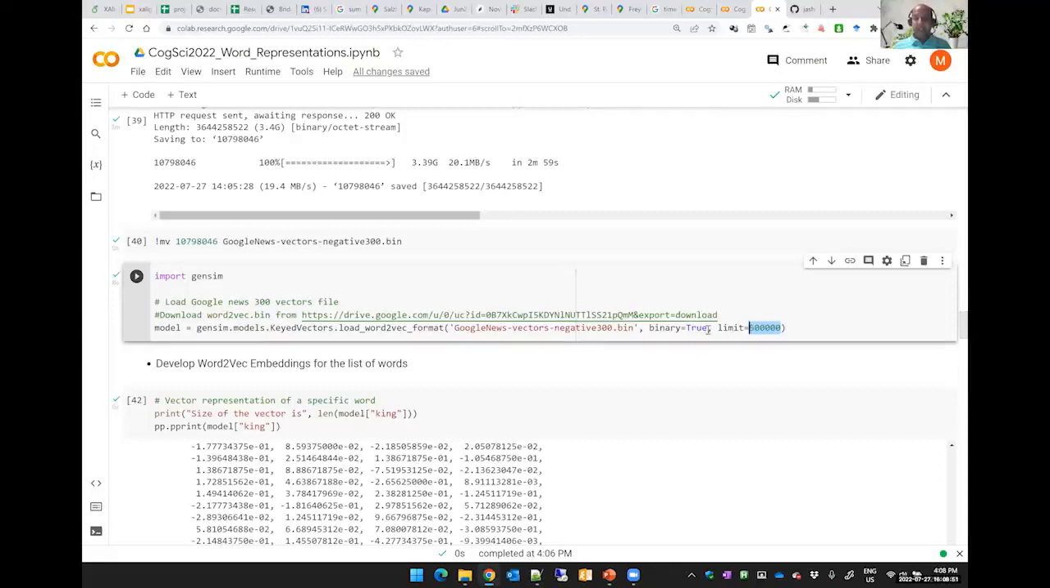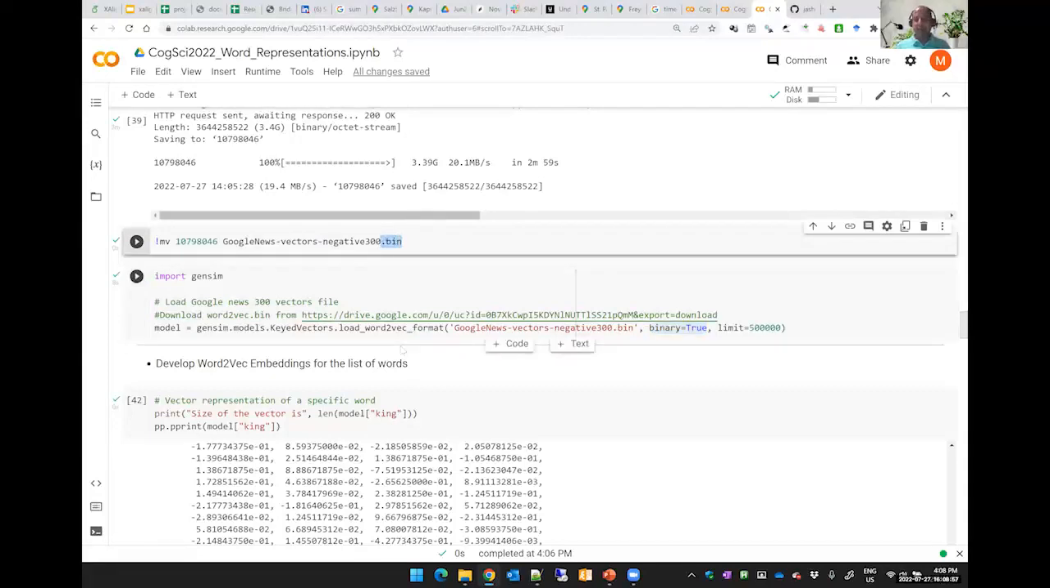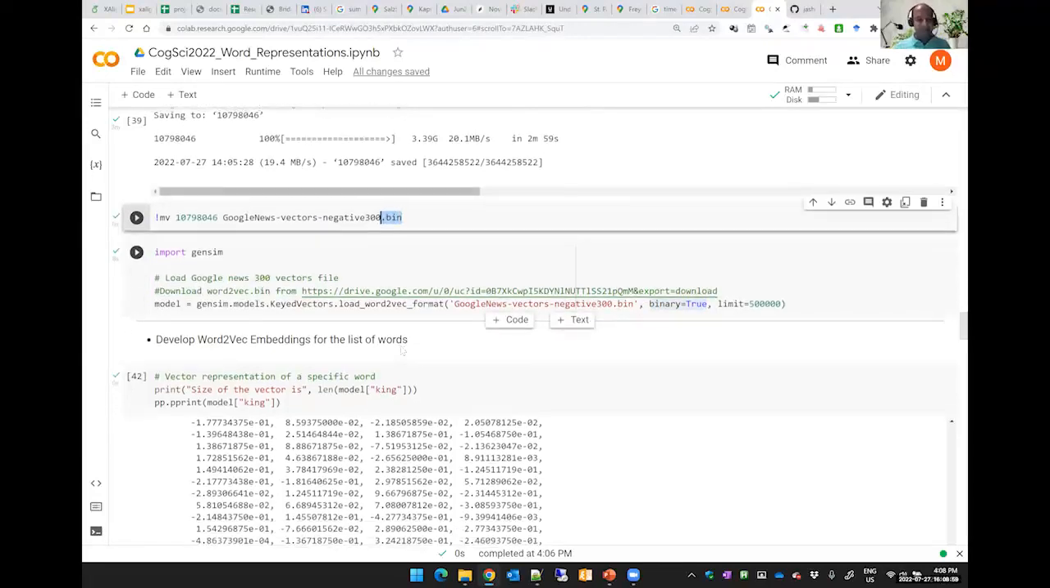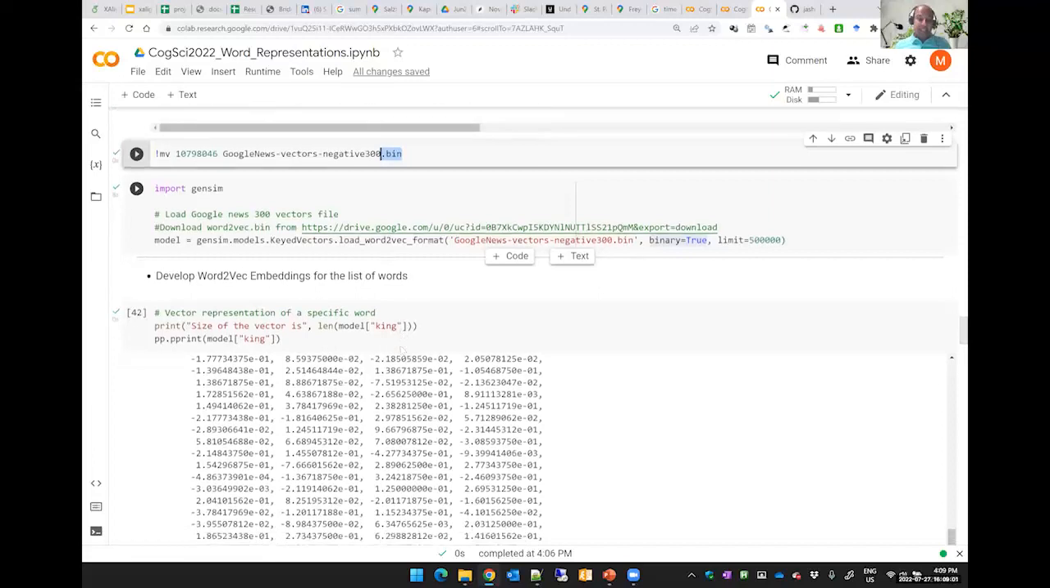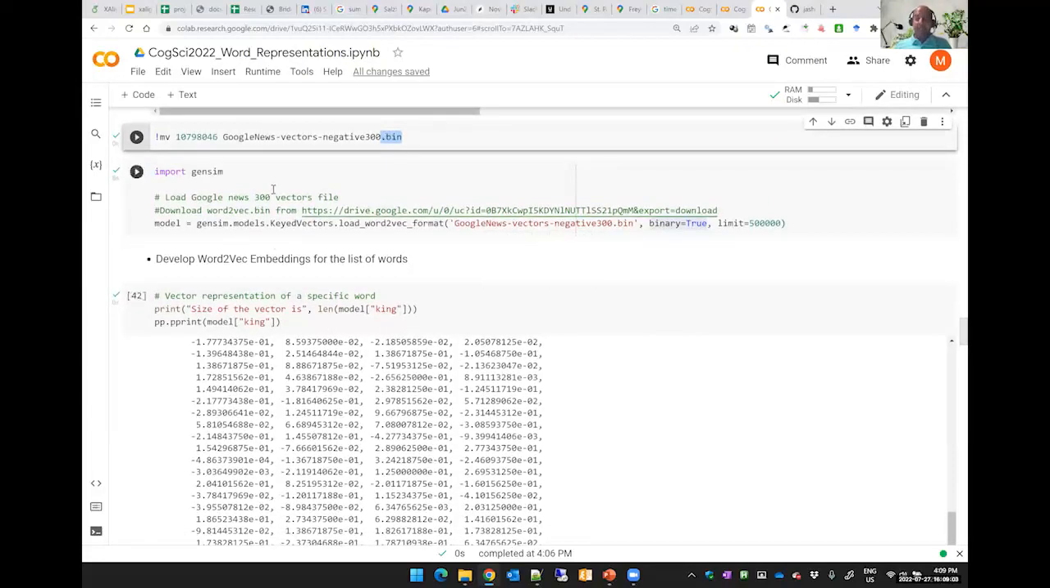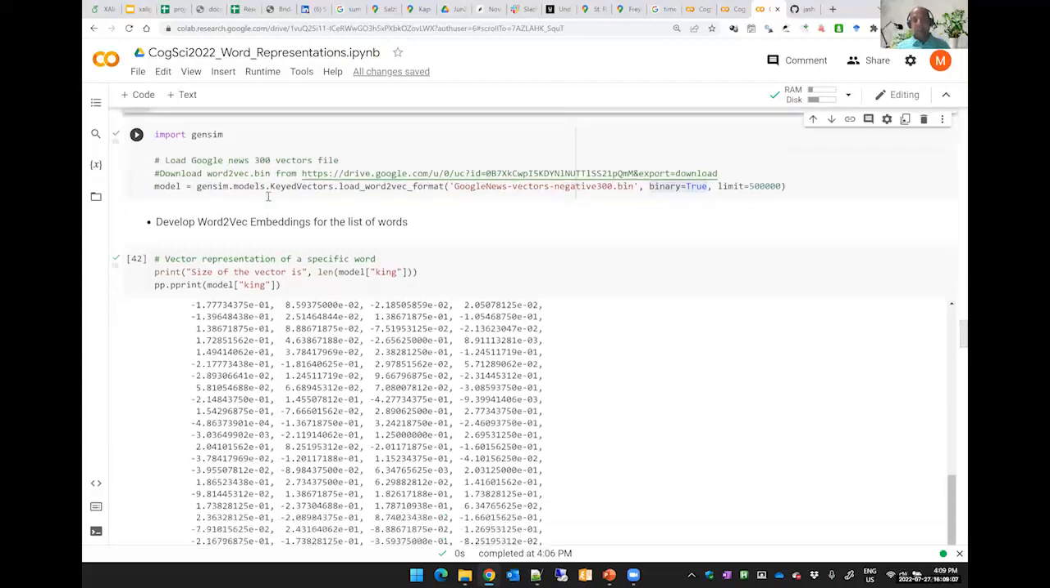Binary doesn't mean 0 or 1 here. Binary just means that the file format is binary in nature. It's a .bin file, so as to have a compressed format, unlike the glove file, which was more like a text file. Again, you could print these embeddings. These embeddings are standard 300 sized embeddings. So they are larger compared to the glove that we saw, the 50 sized one.